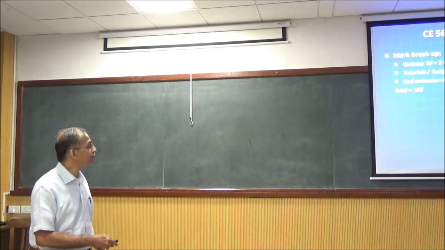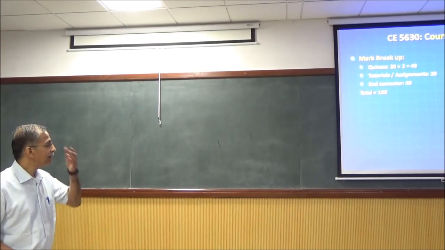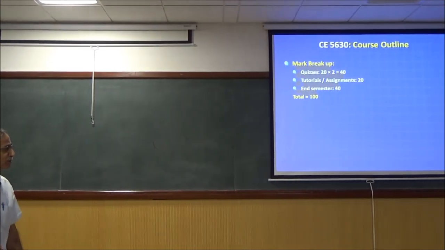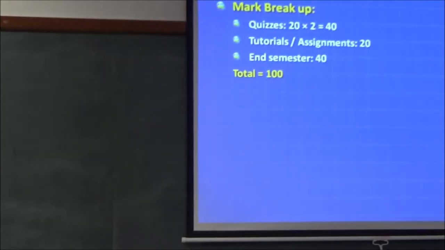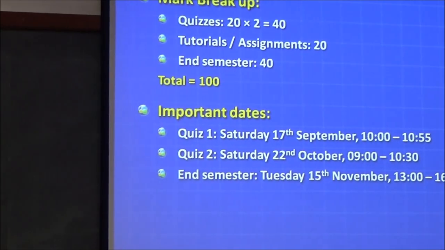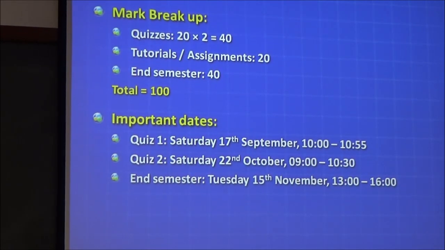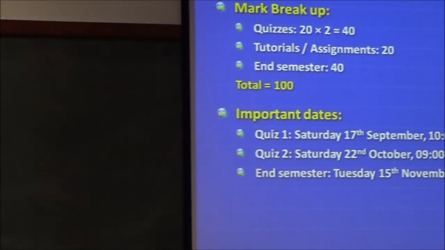Okay. Time's up, so I'll end up with this. This is how we do it. 2 quizzes. You'll have assignments, tutorials. You have an end semester exam. It adds up to 100 marks. You've got these dates of the exam. These are all fixed. We meet on a Saturday. And these are the reference books.